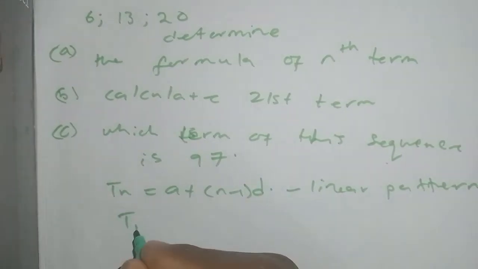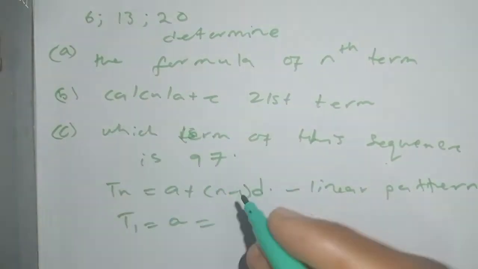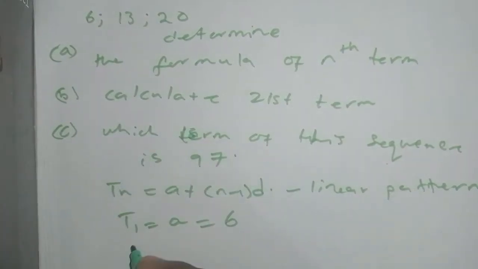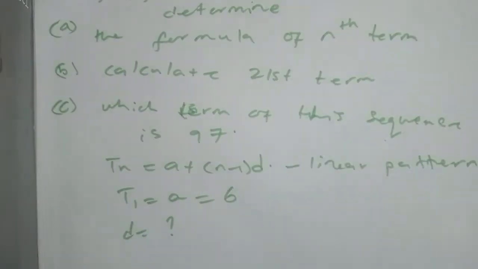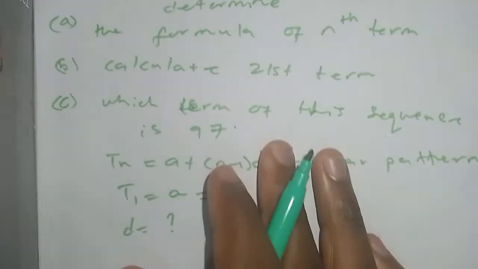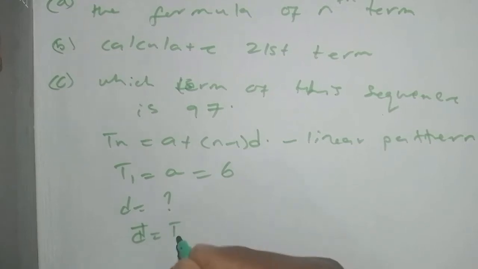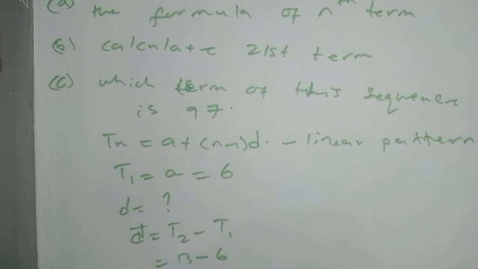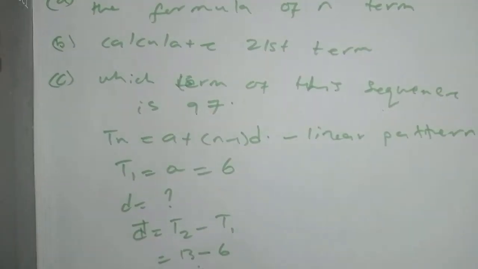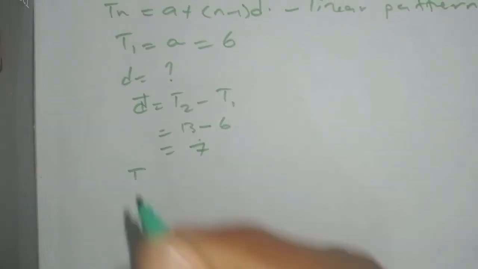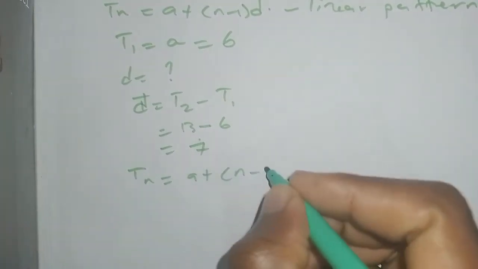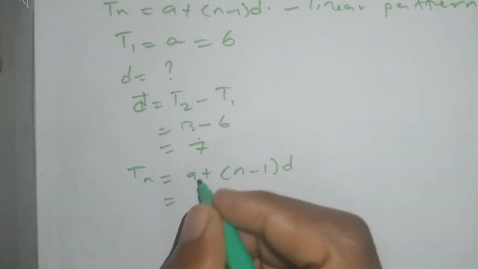Now I need this formula, right? But remember, T1 equals a, and in this case equals 6, right? Then do I have d? I don't have d, but I can calculate the value of d. I can just use d equals T2 minus T1, where T2 is 13 minus T1, which is 6. This will give me 7, right? Then I can substitute d in my formula. Tn is equal to a plus (n minus 1) d, right? Where a is the first term.